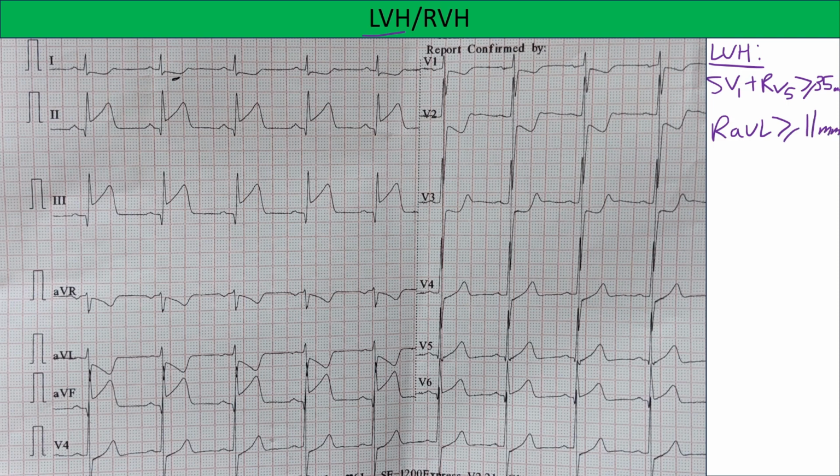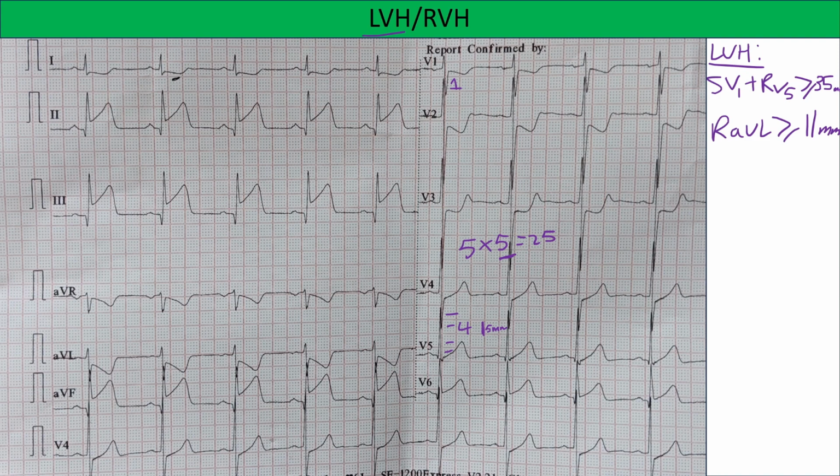So we have a look. The S wave in V1 is approximately 1 large square, and in V5 it's about 1, 2, 3, 4. So in total we have 5 large boxes. 5 times 5 is 25. Remember, we multiply by 5 because one of these large boxes has 5 millimeters in it. 25 isn't greater than 35, so this is not suggestive of left ventricular hypertrophy.